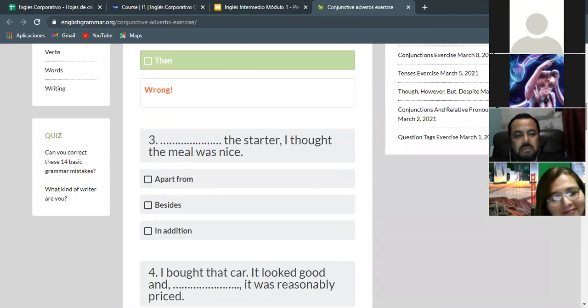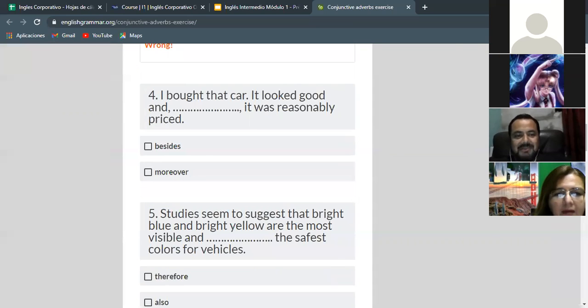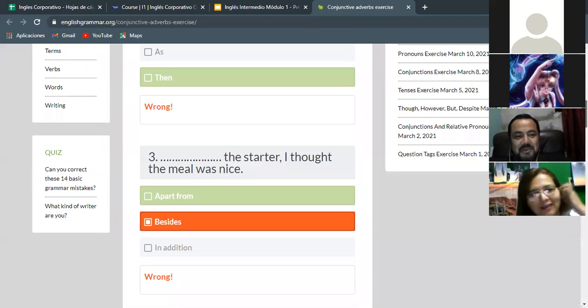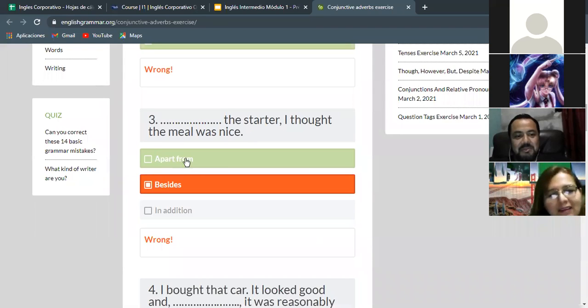Number three, it says, apart from. We haven't seen that one, but it's very easy. Apart from is like separate from, right? Apart from or besides, besides is also like, a pesar de, or something besides. Okay, besides, everybody agrees? Yeah. Okay, let's see. I was wrong. It was apart from.